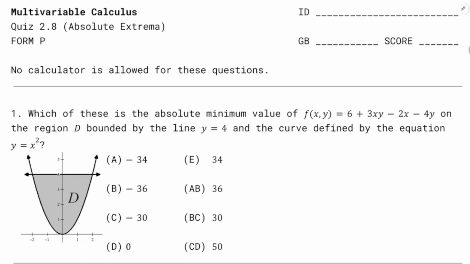In this video, I'm going to be working a multivariable calculus quiz over absolute extrema. And this one's only got 2 questions on it. I think it's kind of a rough draft of a quiz I'm going to give in future years. But for this year, we were just working it in groups.